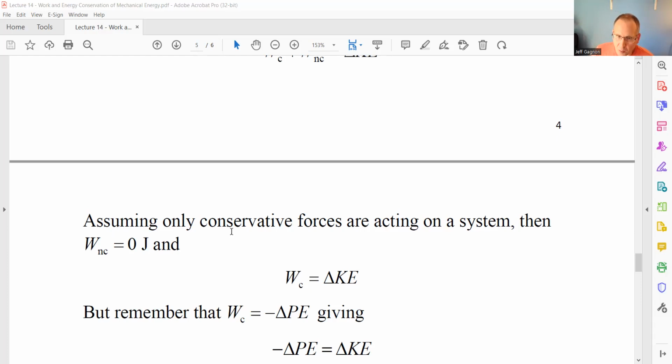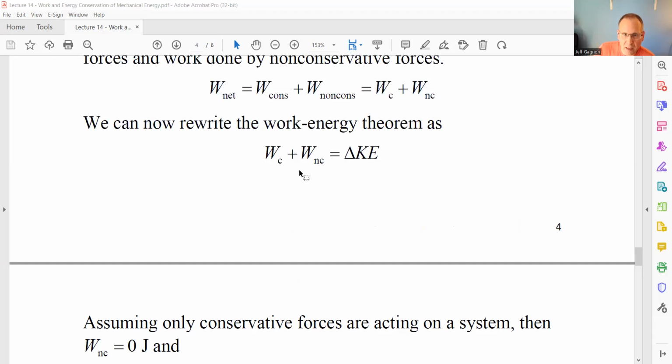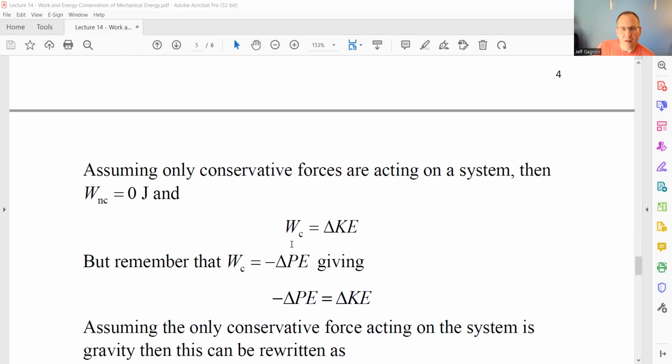So assuming that you only have conservative forces acting on a system, that means the work done by non-conservative forces is going to be zero, right? Like this term, if I assume there's only WC, then this term will be zero. So then I have the work done by conservative forces equal to the change in kinetic energy. But we know that the work done by conservative forces can always be written as negative the change in potential energy. So on the left-hand side, I can replace this WC by negative the change in potential energy, which equals the change in kinetic energy.